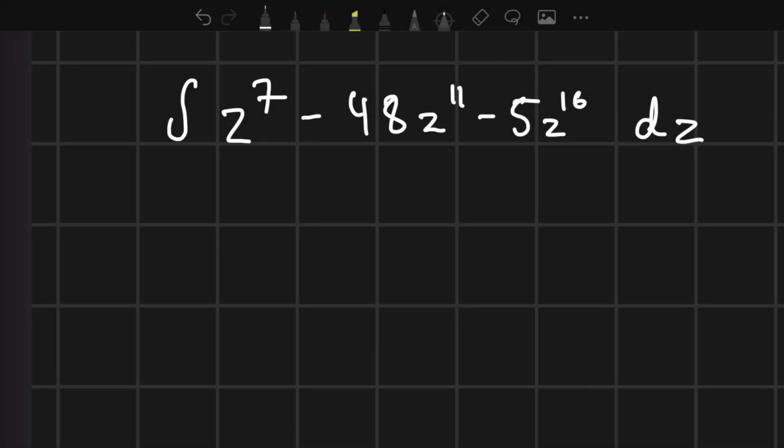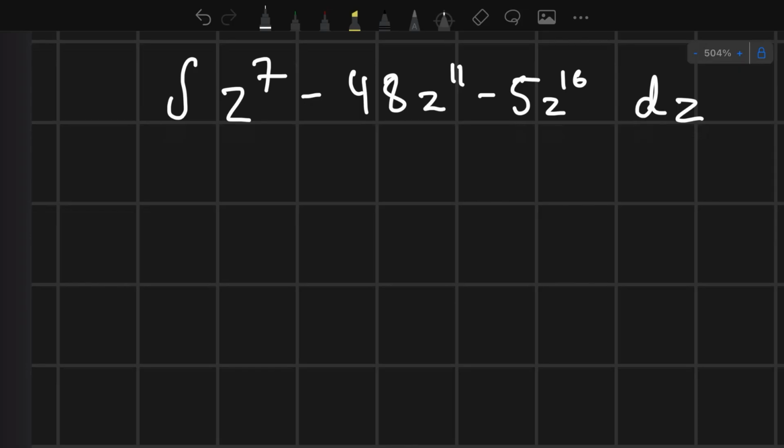So we have another integration question here. Just by the looks of it, we could tell that it's a power rule all the way through. So let's go ahead and solve this.